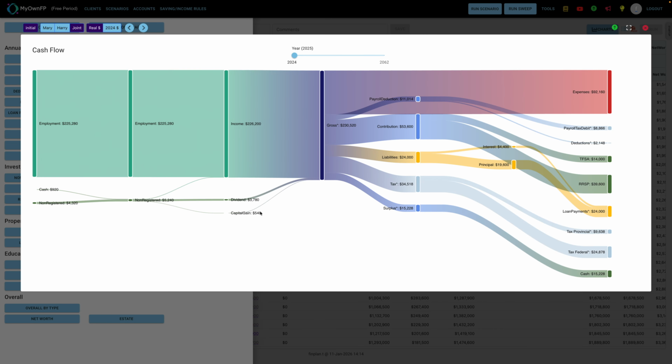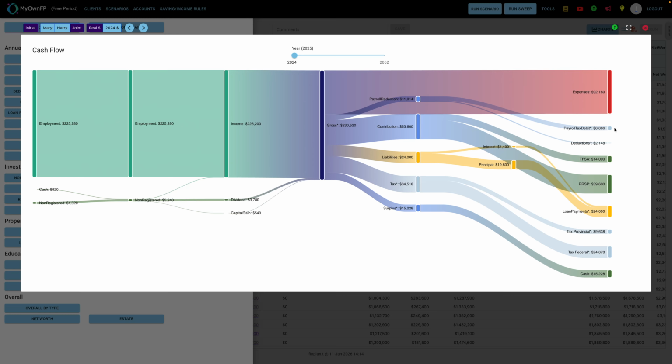So this cash line here went back up, so it becomes part of this income line. And then we have that much in gross. So as a couple, they paid $92,000 in expenses. If we move that to 2024, it'll be $90,000.